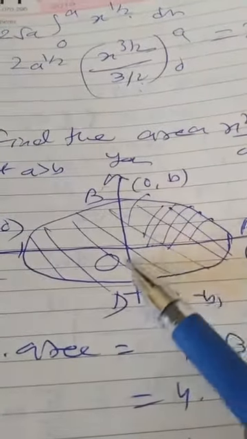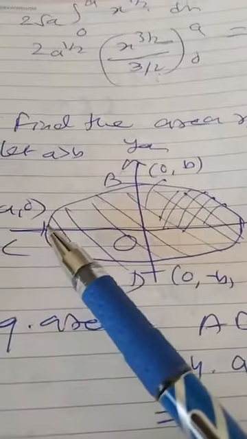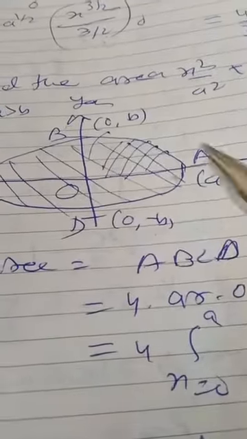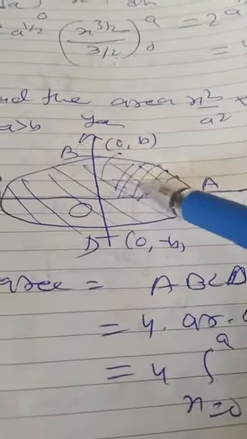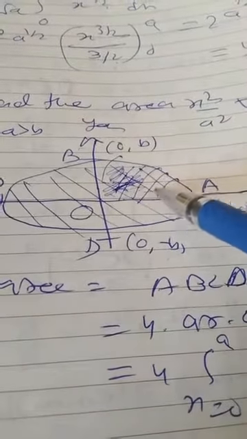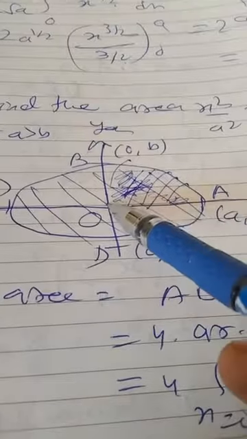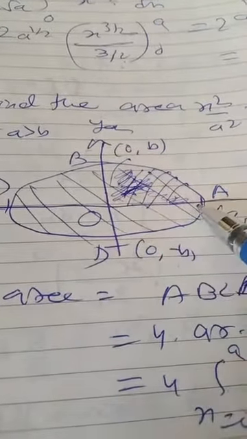So we want to find the total area. So the required area is what? A, B, C, D and A. We have to calculate the area of one part and multiply by 4, because all the shape is symmetric. So we find that area and multiply by 4, and we get the total area.